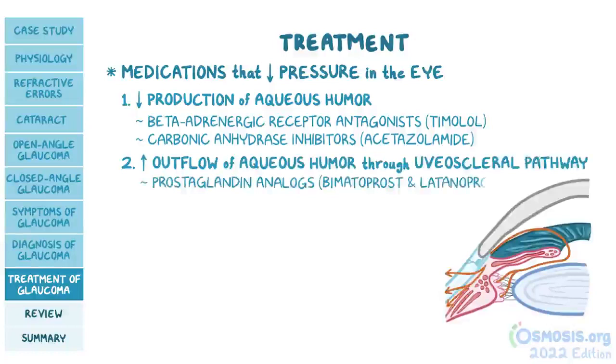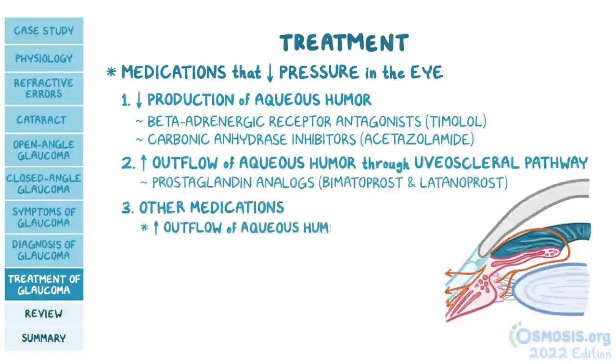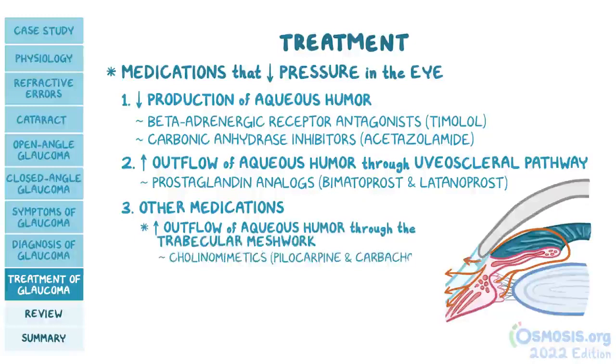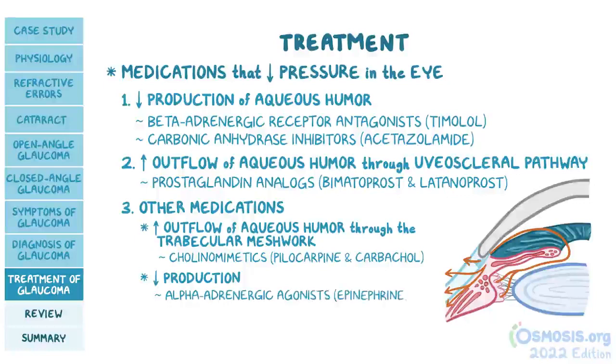bimatoprost and latanoprost. Other medications can be used to increase the outflow of aqueous humor through the trabecular meshwork, such as cholinomimetics, like pilocarpine and carbachol, or decrease its production, such as alpha-adrenergic agonists like epinephrine, apraclonidine, or brimonidine.